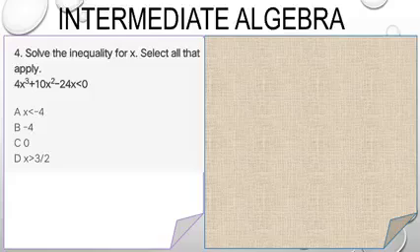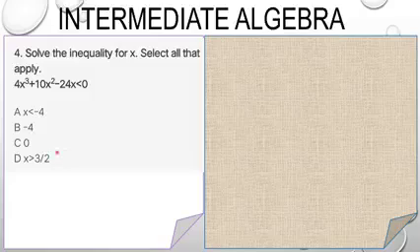Okay, question number 4. Solve the inequality for x. Select all that apply. We have the following inequality: 4x cubed plus 10x squared minus 24x is less than 0. So, ibig sabihin, yung left term natin must be equal to negative numbers. Kasi sabi dito, yung left part or left expression ng ating inequality is less than 0. Mababa daw sa 0. So, ano yung mga number na mas mababa sa 0? Those are negative numbers. So, dapat we can come up with negative numbers here, okay, in our left expression of our inequality to satisfy this inequality.